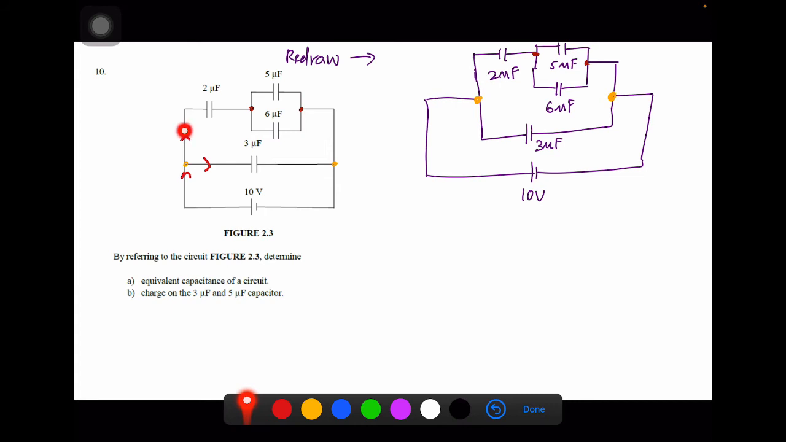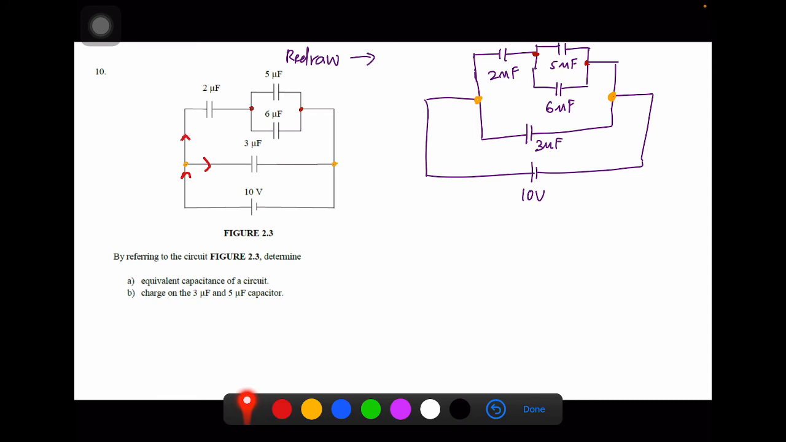So up there, you go through the 2 microfarad capacitor, and then you see another junction. This time they already drew it as a T junction, so I just redraw it the same way, 5 and 6, and then it goes out, and then you enter the junction. At the same time, the 3 capacitor enters that junction as well, and it goes out.